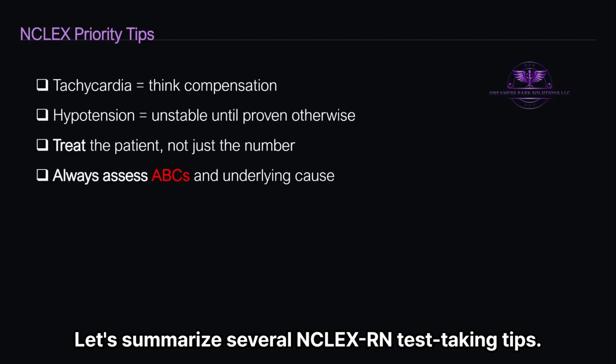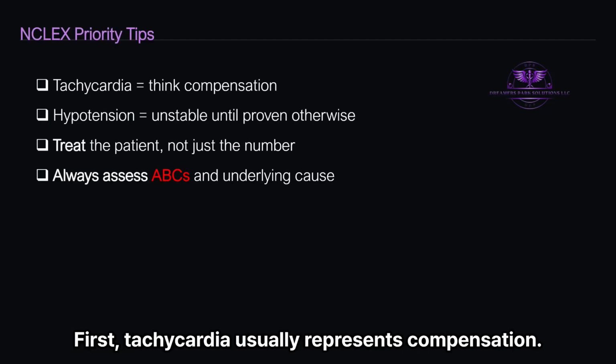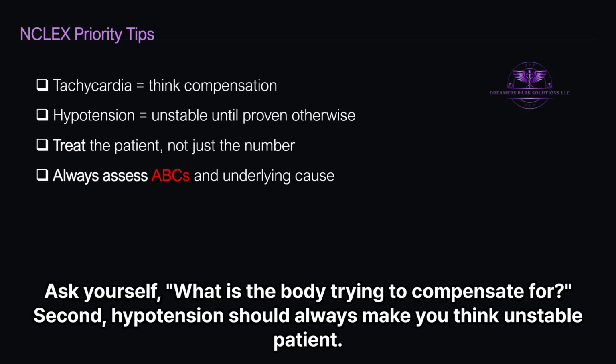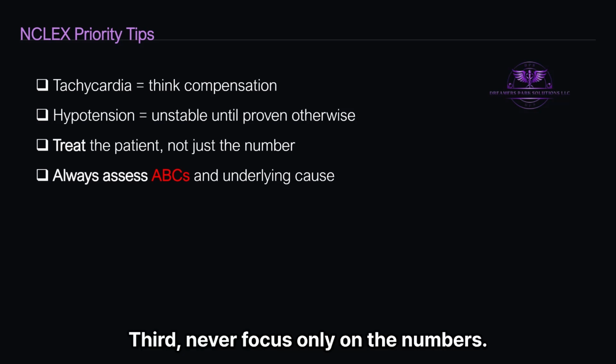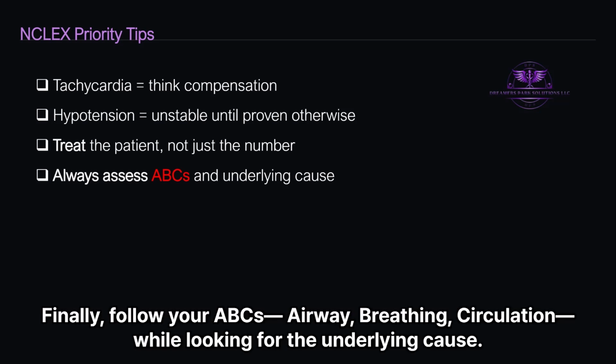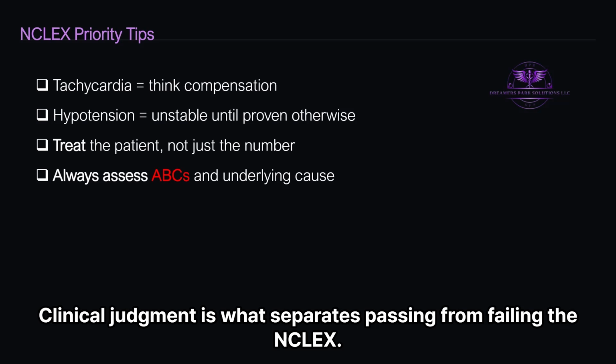Let's summarize several NCLEX-RN test-taking tips. First, tachycardia usually represents compensation. Ask yourself, what is the body trying to compensate for? Second, hypotension should always make you think unstable patient. Third, never focus only on the numbers. Always assess the patient. Finally, follow your ABCs: airway, breathing, circulation while looking for the underlying cause. Clinical judgment is what separates passing from failing the NCLEX-RN.